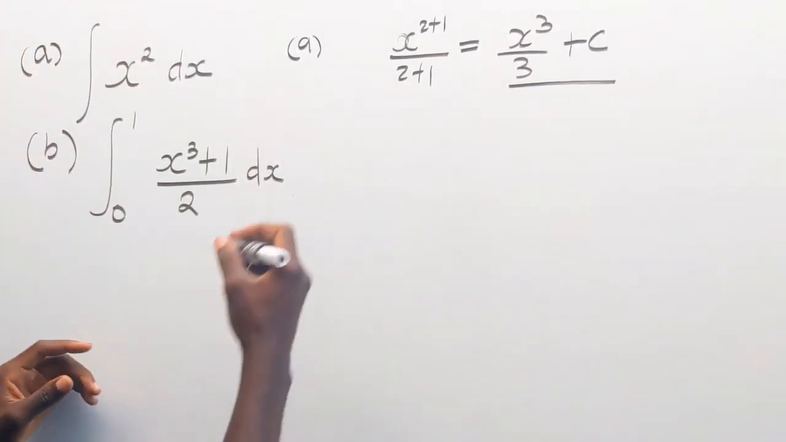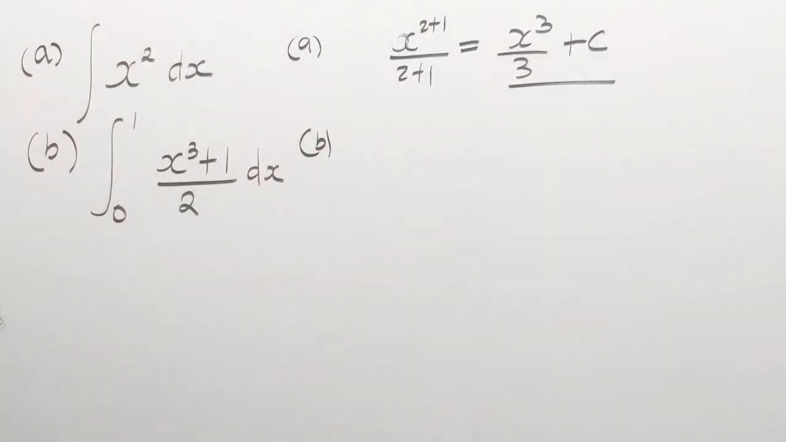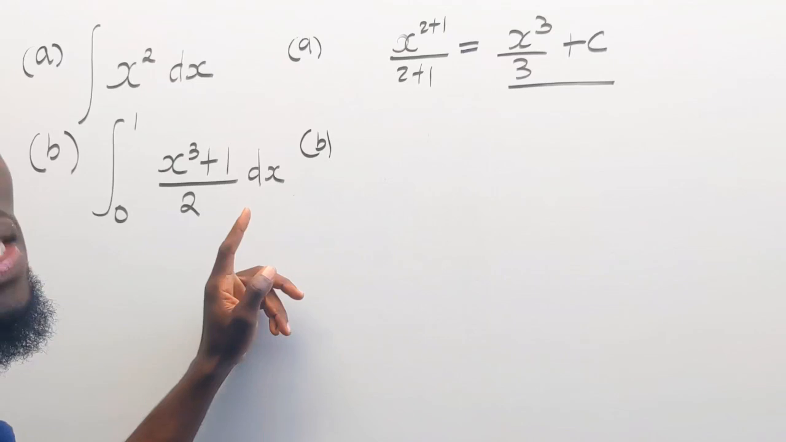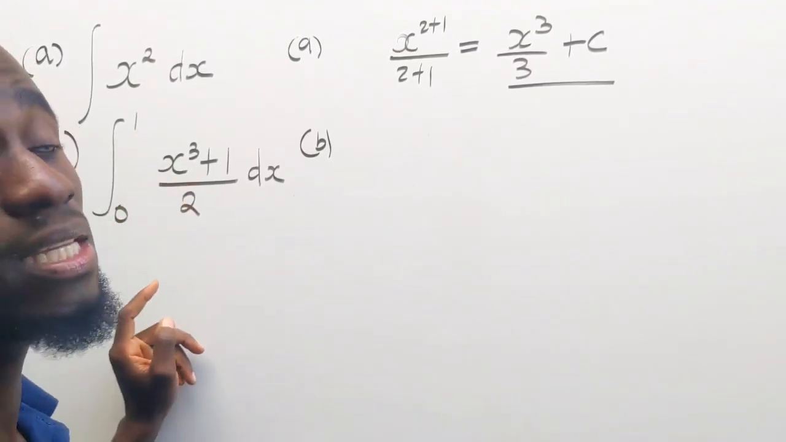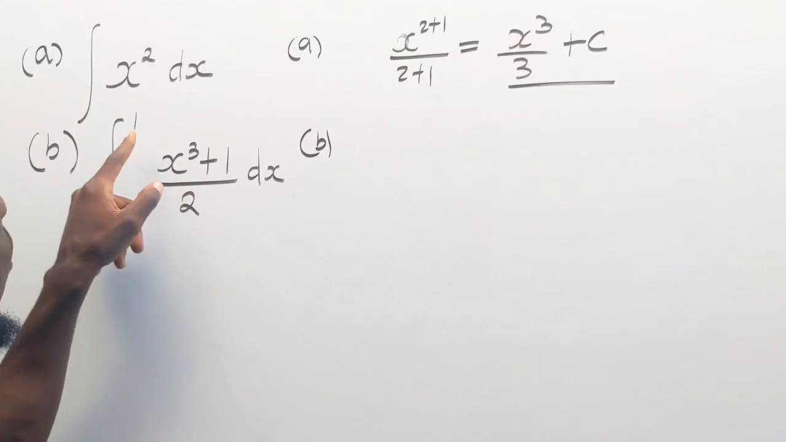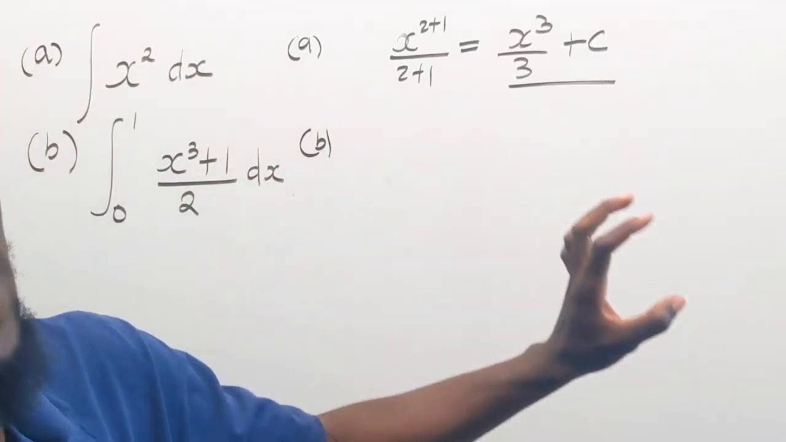Now, for b, it is quite a little bit different, but not that much. There are only two steps. Step 1 is integrate what has been given. Step 2, replace the limits. This is the lower and the upper. So to say, when you replace the upper limit, you subtract after you replace the lower limit as well.